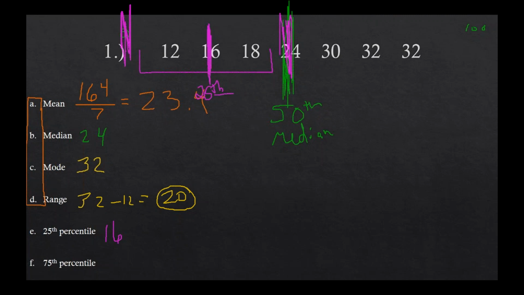Now that is the same idea if I change this now to blue and go from here to here. Now I'm talking from 50 to 100. Well, halfway between 50 and 100 is 75. So everything to the right of the median, if I find the median of that, halfway between, that is the 75th percentile. So the 75th percentile is 32.